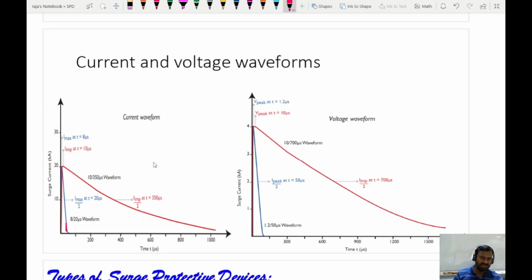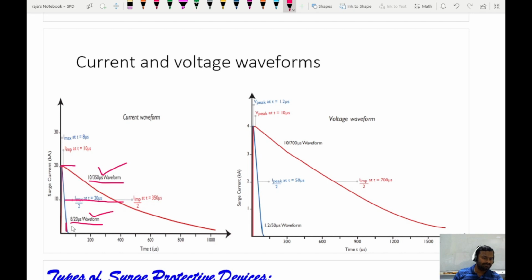This is the current waveform which I am talking about. So you can see here we have an 8/20 microsecond waveform, as well as a 10/350 microsecond waveform. This is due to direct strike, and this is due to indirect strike. In the direct strike, it takes 10 microseconds to reach the peak value of this lightning current or surge current, and it takes 350 microseconds to fall to 50% of the peak value.